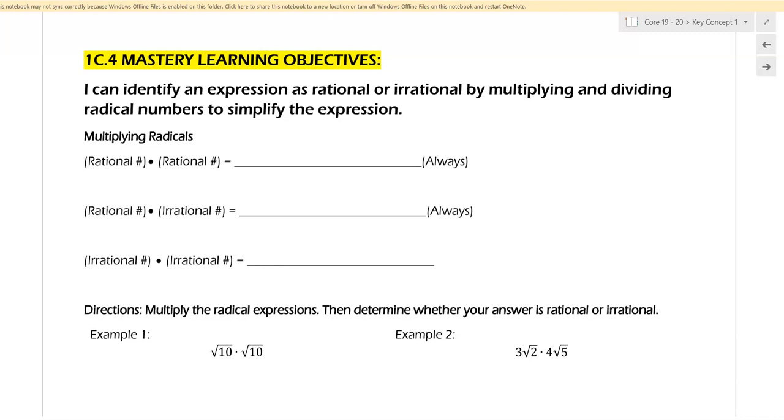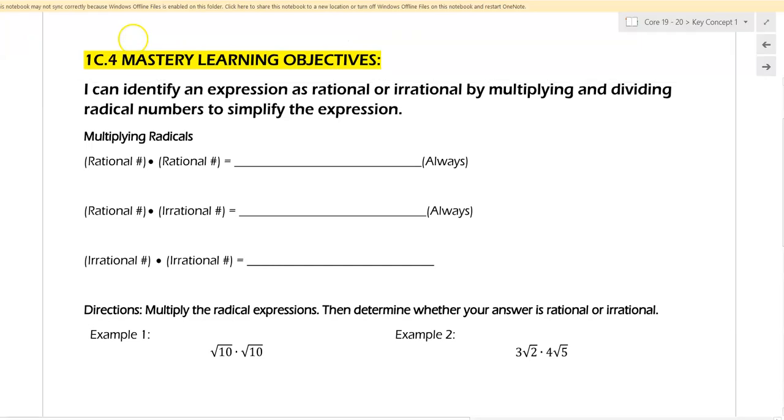At 1C.4, our master learning objective is: I can identify an expression as rational or irrational by multiplying and dividing radical numbers to simplify the expression. Okay? So we did adding and subtracting, and now we're doing multiplying and dividing.